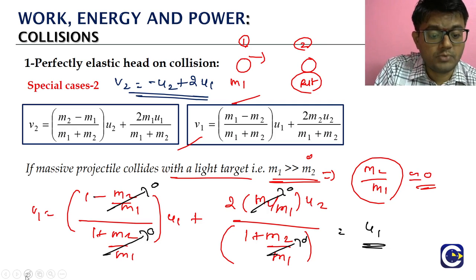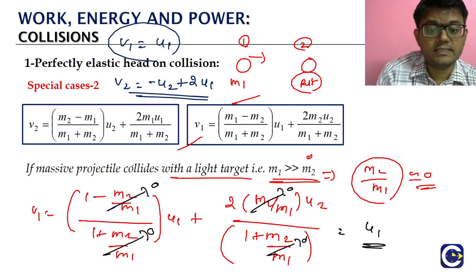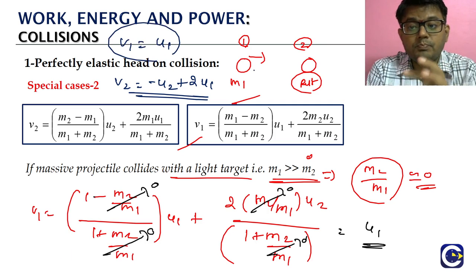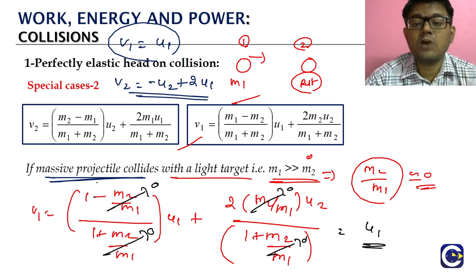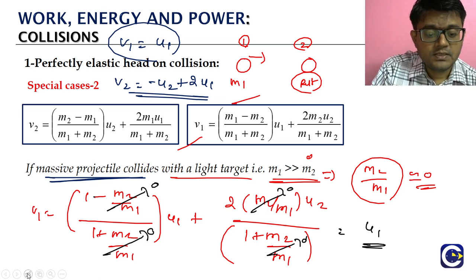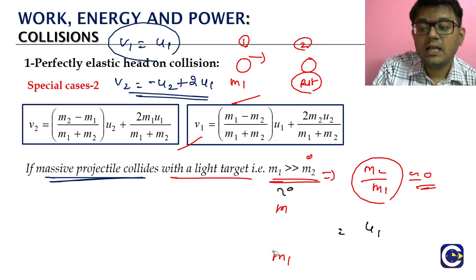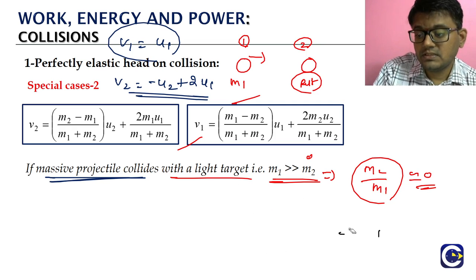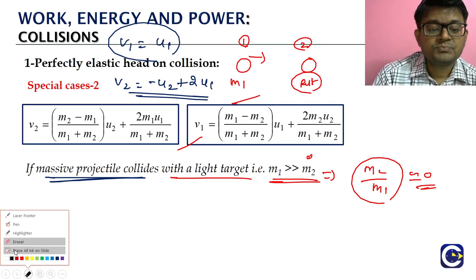Okay, so here an important conclusion comes. Look, v1 is what? v1 is the projectile, which is the heavier one, massive. So the massive object's velocity after the collision does not change. What will be changing? Only the lighter target's velocity will change. Okay?